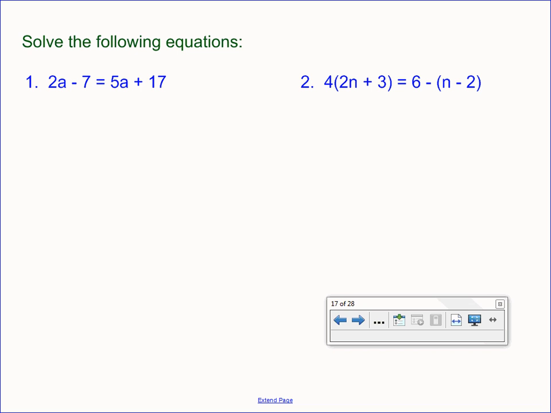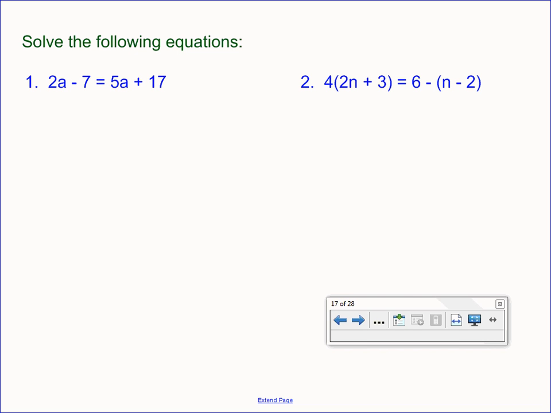In middle school, we saw that our forward steps fell short if we had variables on both sides. So as we look at number 1, we notice for the first time we've got variables on both sides. No problem. In this case, we'll simply use our inverse operations, add or subtract, to get our variable alone on one side. So we want all of our a's on one side of the equal sign.